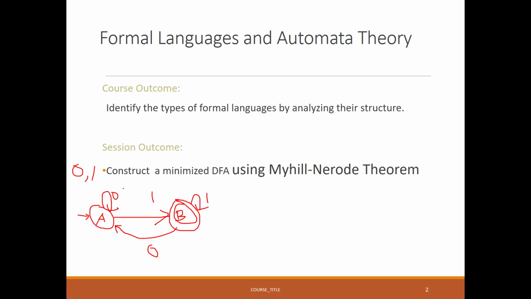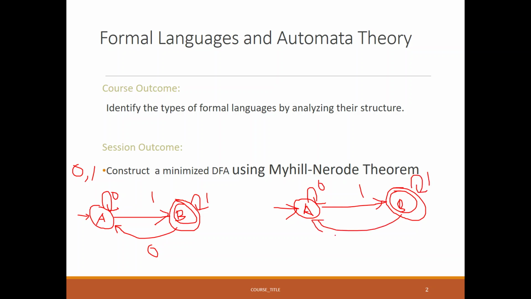By using one input, you go to only one state, right? If we use the same input and go to multiple states, that is called NFA. Consider the same example. Let it be A and B. This is the initial state and this is the final state. Now this is 0, this is 1. And this is 1 and this is 0.